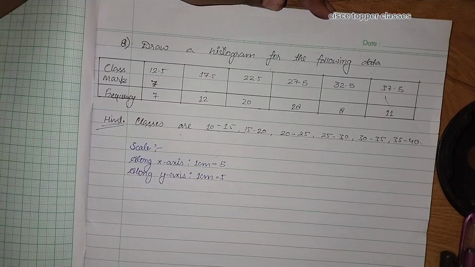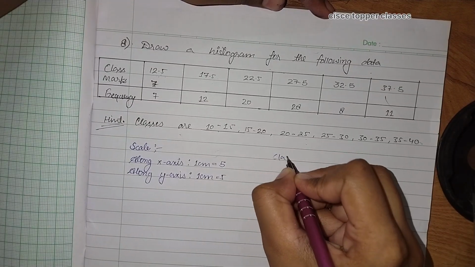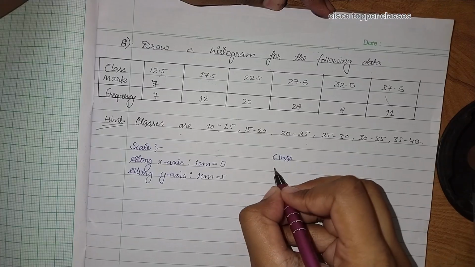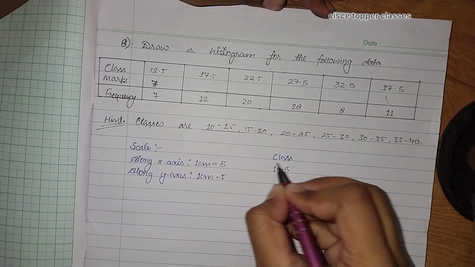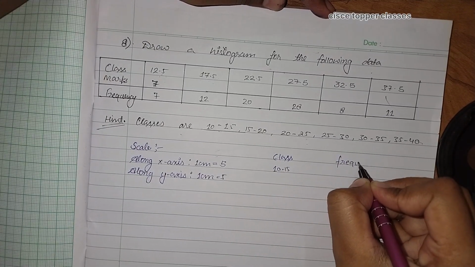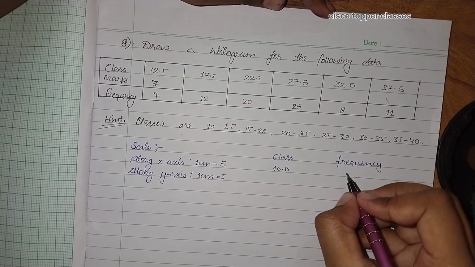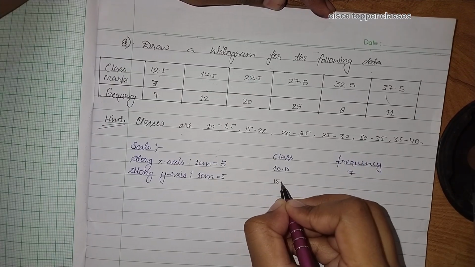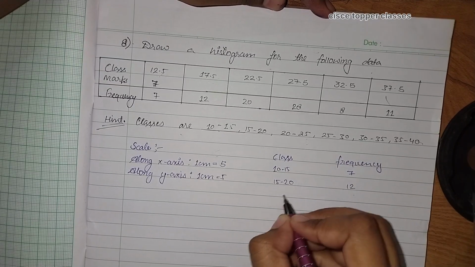Firstly here we will write the classes and the frequency. So this is the histogram we have to draw. This is frequency, we are writing this side. So here 10 to 15 has frequency 7. Afterwards 15 to 20 has frequency 12.